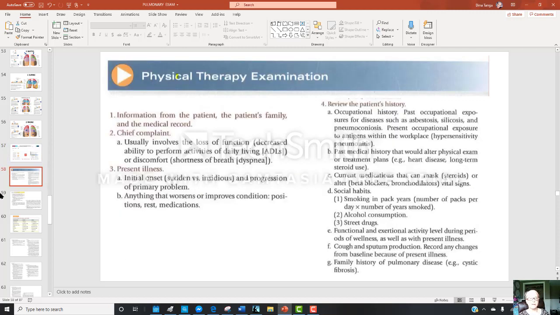Okay, physical therapy examination. Information from the patient's family and the medical record. Acute complaint usually involves the loss of function, decreased ability to perform activities of daily living, or discomfort such as shortness of breath and dyspnea.